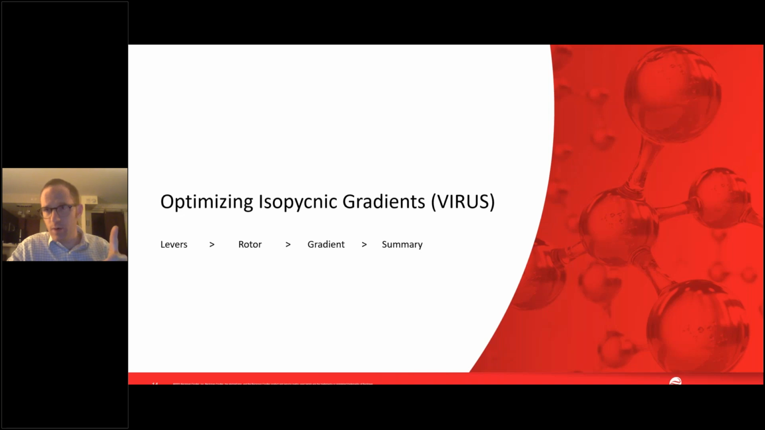We're going to review the levers here for the viruses. What are we going to be changing? And then I'll talk about two of the levers in particular, the rotor and the gradient, and then we'll get to the summary here at the end. And I've got case studies kind of scattered throughout here as well.